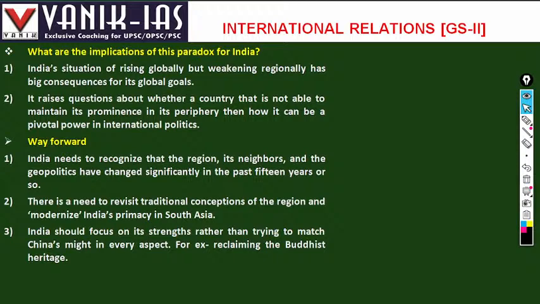India should focus on its strength rather than trying to match China's might in every aspect. For example, reclaiming Buddhist heritage sites.